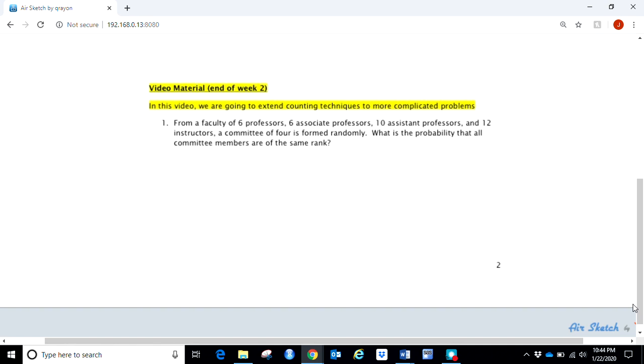So for our first example, we're looking at faculty where there are 6 professors, 6 associate professors, 10 assistant professors, and 12 instructors. From that group, we're going to form a 4-person committee randomly. We want to find the probability that all of the committee members are of the same rank. So all of them are professors or all of them are associate professors. So they're all coming from that same designation.